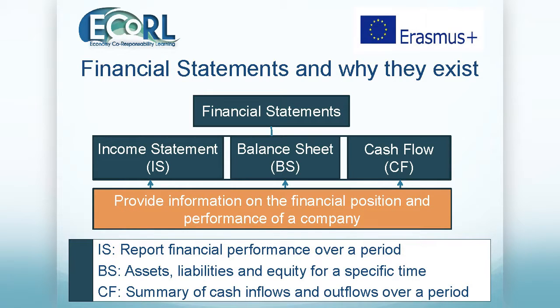Secondly, the balance sheet gives an overview of assets, liabilities, and equities for a specific time. That can be, for example, a day, 31st of December 2016 in our case. And finally, the cash flow statement provides a summary of all cash flows, cash inflows and cash outflows of the company over a time period. For example, a year, a month, or a quarter.